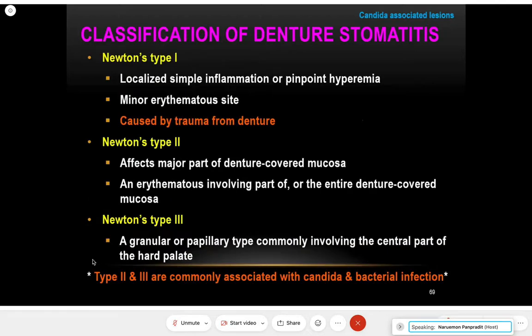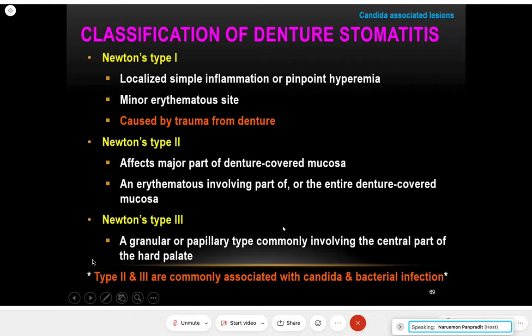They are classified into three types by Newton, which is a person's name as well. Newton type 1, 2, 3. Newton type 1 shows the character of pinpoint red areas or pinpoint hyperemia. This type is, in most cases, caused by trauma from a loose denture hitting the surface. But type 2 and type 3 are commonly associated with candida and bacterial infection. So when we see denture stomatitis and can classify it as type 2 or type 3, we can think about treatment using antifungal.